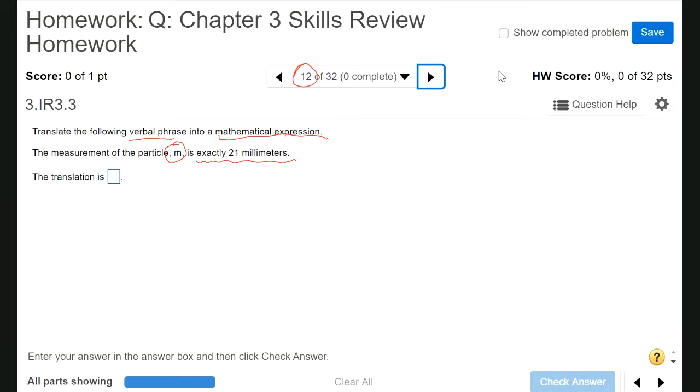Let me see if it'll let me do lowercase. There. m, because you want to make it match, and I need an equal sign, equals, and I need a number, equals 21.